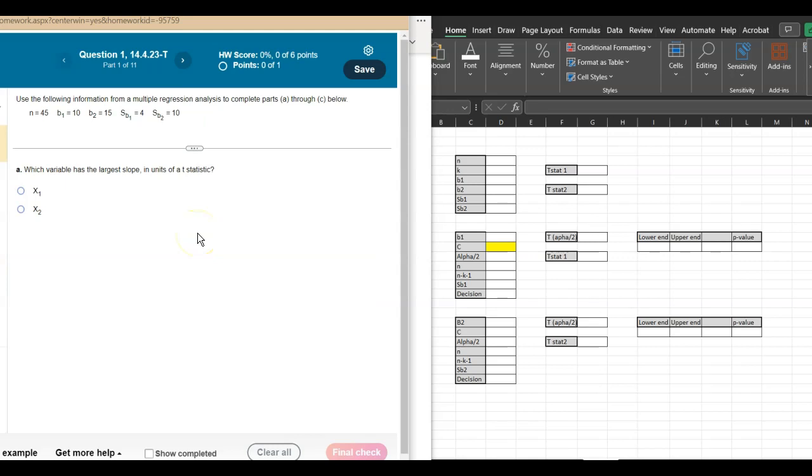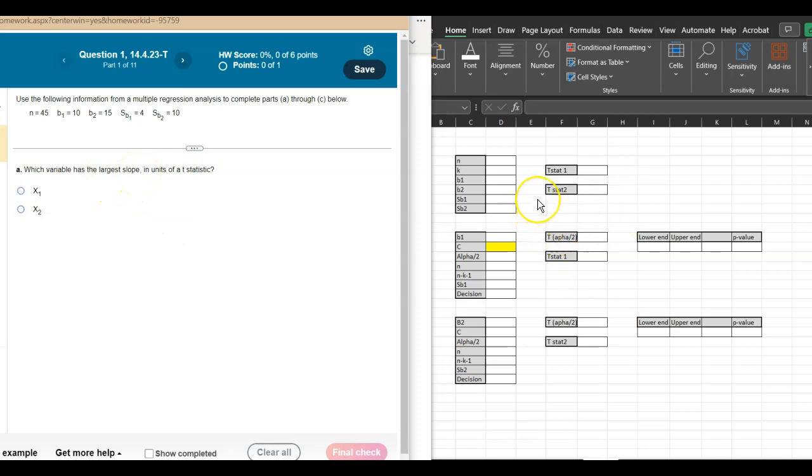So for the first question we are given the n, the b1, the b2, the sb1 and sb2. The b1 is the value of the slope, so that's 10. The n is the number of observations, 45. And the SB1 is the standard error for each one of them. And we are comparing which one of the variables has the largest slope.